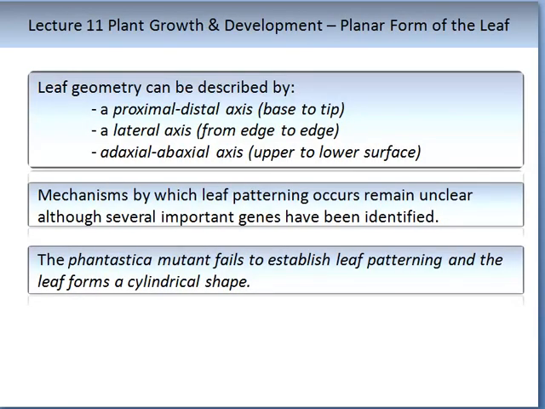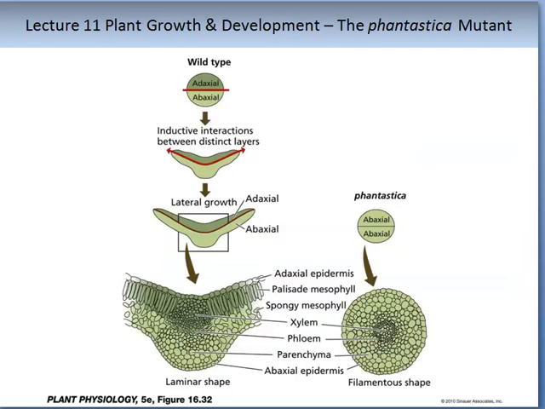Leaf geometry can be described by a proximal-distal axis, base to tip, a lateral axis, that is from one edge of the leaf to the other, and an abaxial-adaxial axis, which is the lower to the upper surface. Mechanisms by which leaf patterning occurs remain unclear, although several important genes have been identified. The phantastica mutant fails to establish leaf patterning, and the leaf forms a cylindrical shape. Here we show a visual representation of this mutant.